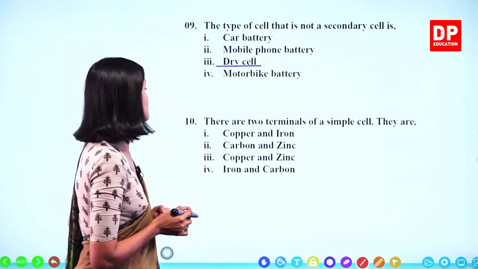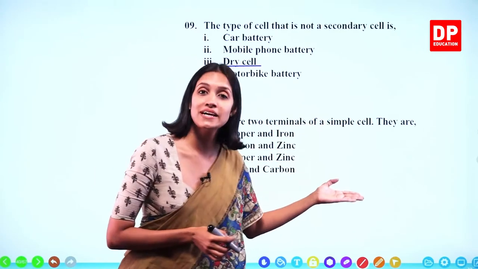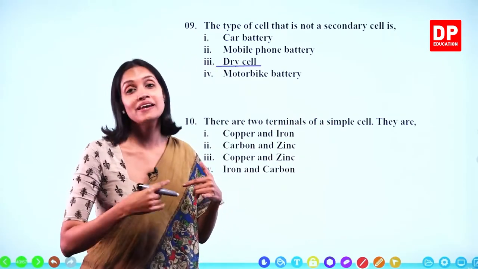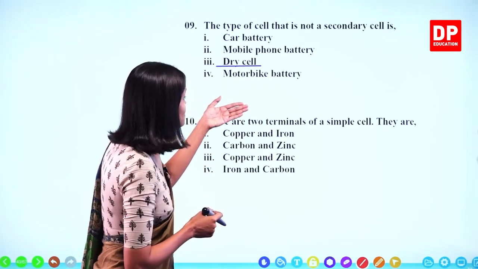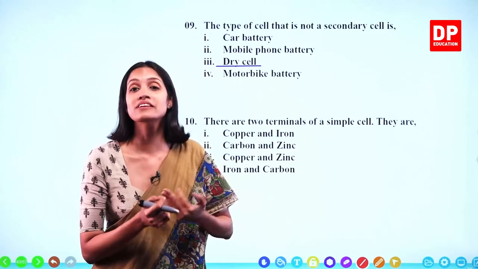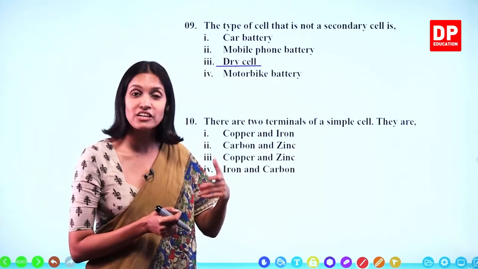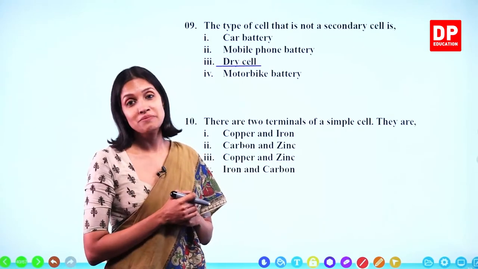Right. Number 10. There are two terminals of a simple cell. What are they? Positive terminal and negative terminal. Okay. So when we consider about the simple cell, what is the positive terminal? Copper sheet. What is the negative terminal? Zinc sheet. So copper and zinc are the two terminals of a simple cell.